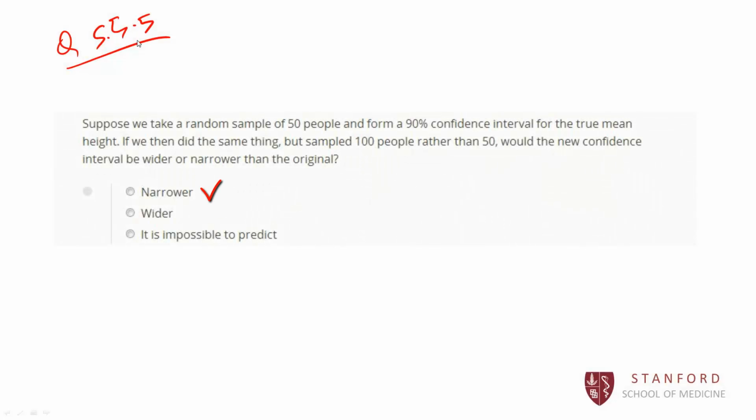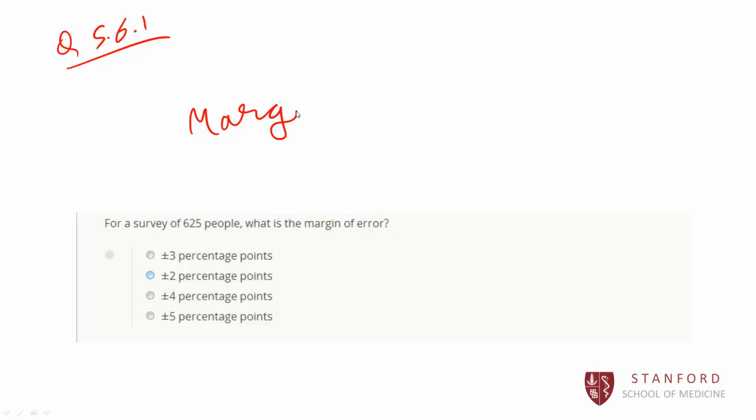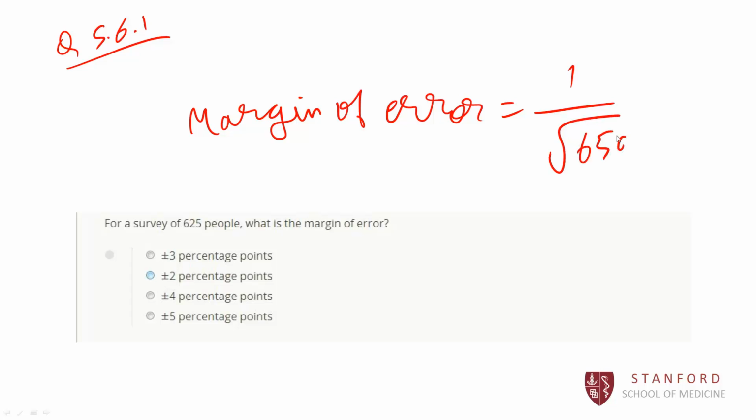The first confidence interval would be narrower because it involved a larger sample size. We know that the formula for the margin of error is 1 by the square root of the number of observations, which comes out to 4%.